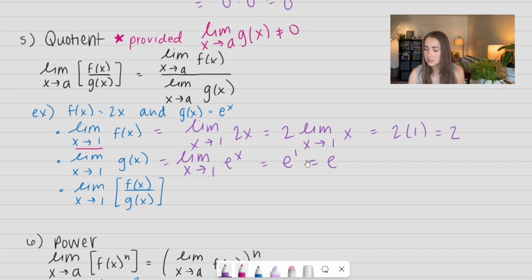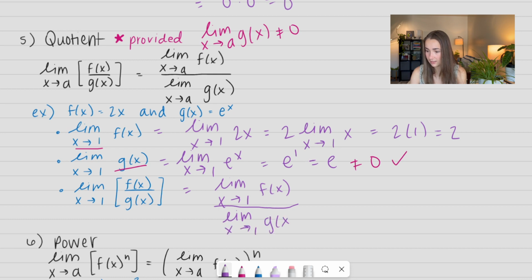So now we know that the denominator, g of x in this case, the limit is not equal to 0. So we can go ahead and apply that rule. Separating this out, I have the limit as x approaches 1 of f of x in the numerator divided by the limit as x approaches 1 of g of x. Let's go ahead and plug in each value. We already did the work. So we have a 2 in the numerator and an e in the denominator, and we're happy. That's all we have to do.